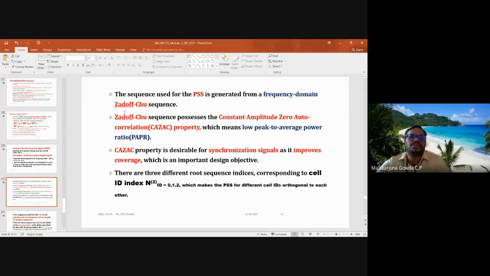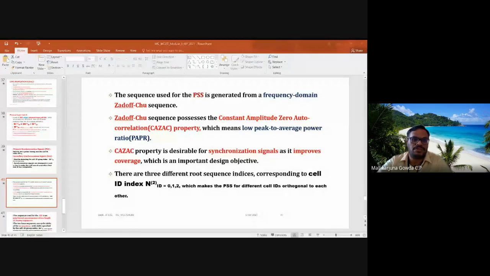Have you heard about this one? Any time about the Zadoff-Chu sequence? Like pseudo-noise sequence, I hope you might have remembered. Pseudo-noise sequence, have you remembered pseudo-noise sequence?